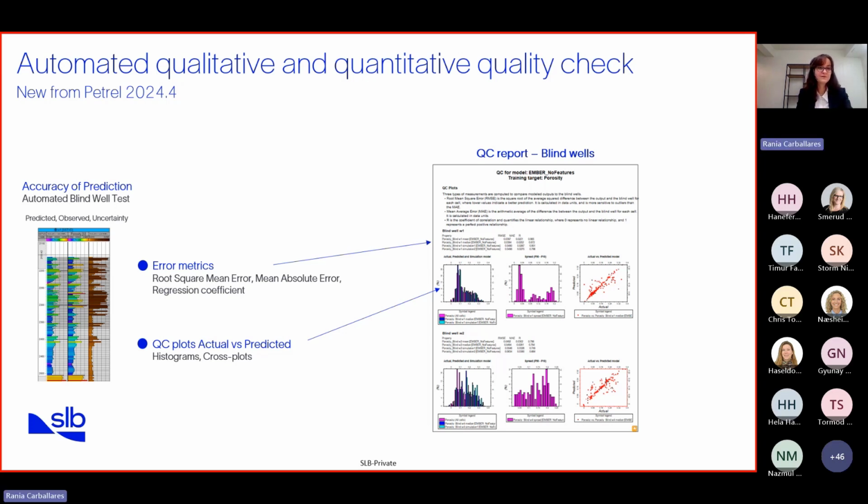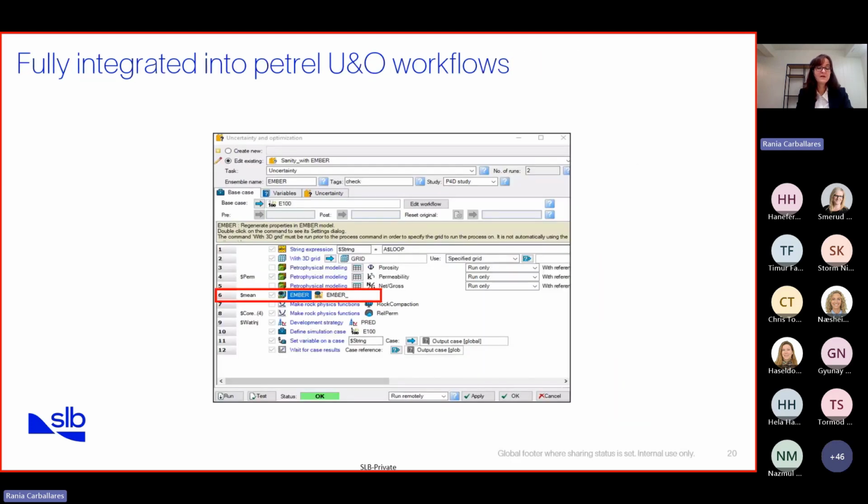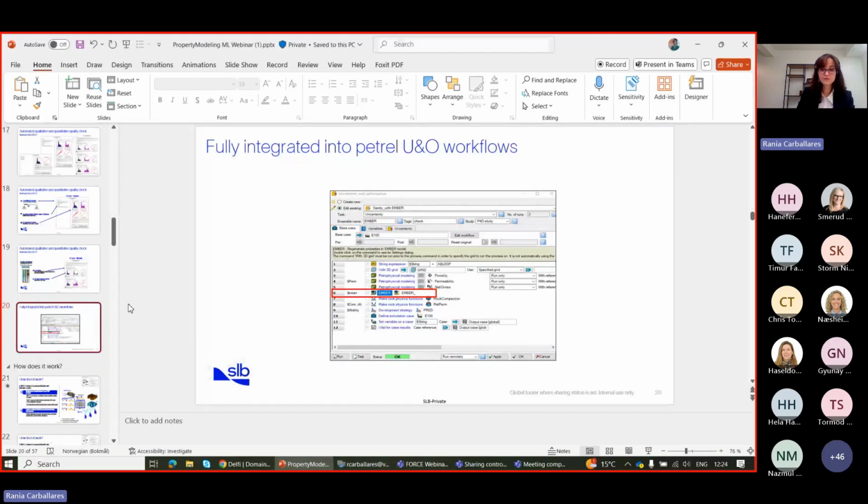Before that, I would like to mention as well that EMBER, a machine learning tool for property modeling, is fully integrated into further workflows like the volumetric assessment and the uncertainty and optimization workflow. So you can take it downstream further for any other Petrel workflows inside Petrel.